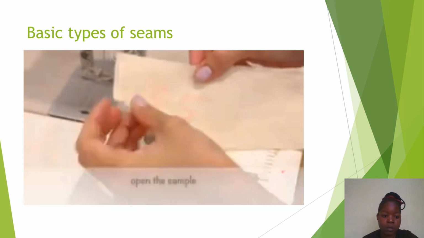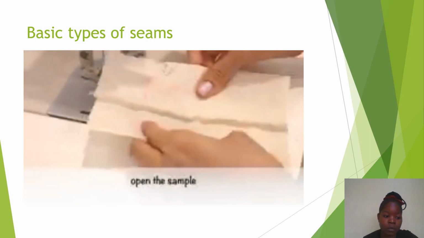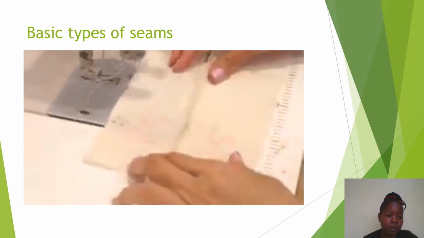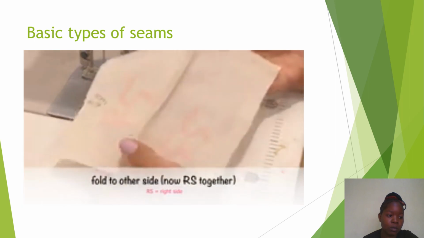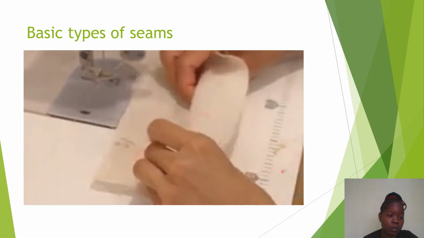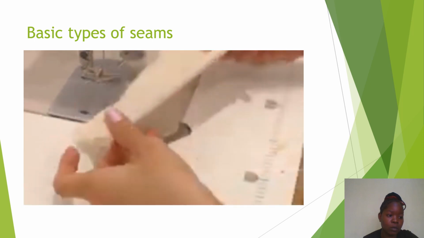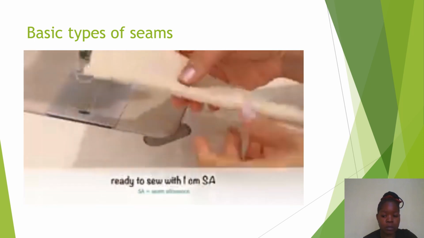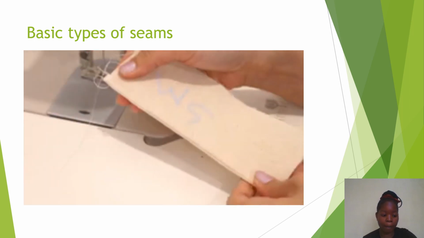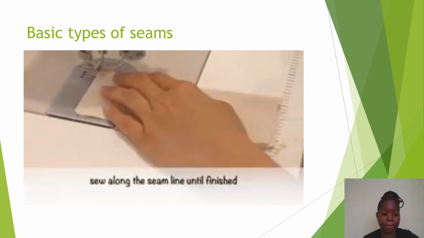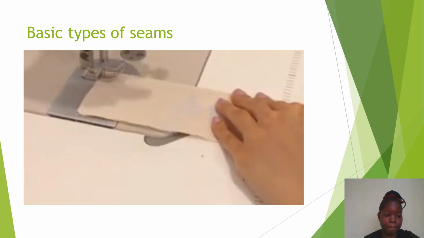And then open the sample like this, and then fold to the other side. Now, right sides will be together. Press the seam line to make it neat, and then it is ready to sew with 1 cm seam allowance. Sew along the seam line until finished.